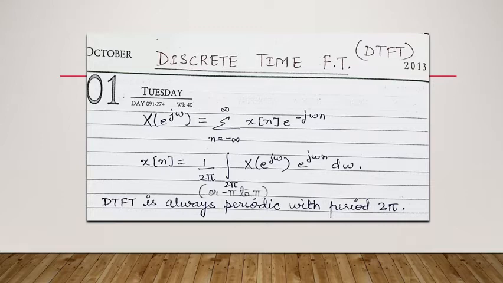For example, if I take a signal x of n which exists at n equal to 1 and 2 only and otherwise is 0, let's say, this summation will consist of two terms, one term for x of 1 and one term for x of 2. We will see how to apply this in the coming lectures. So this is the first basic formula for DTFT.